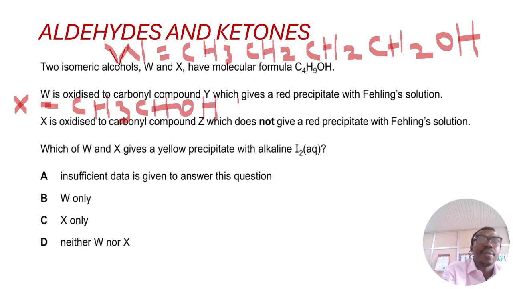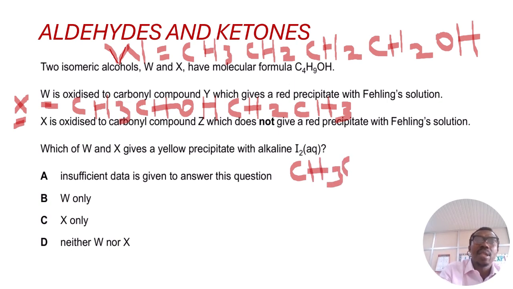which is CH3CHOHCH2CH3. So if it is oxidized, it will give butan-2-one, which is the ketone that does not give a red precipitate with Fehling's solution. So you are now asked which of W and X gives a yellow precipitate with alkaline solution of iodine. So if you look at X, it contains what?